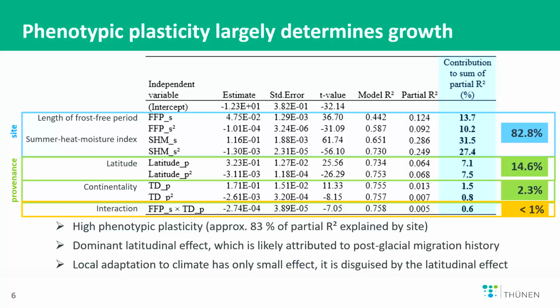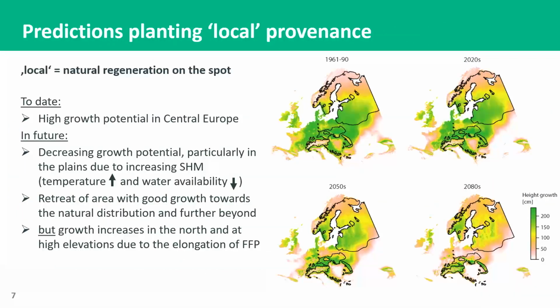So for local adaptation to climate, the strongest effect was the continentality, so the temperature difference between the mean warmest and mean coldest month's temperature, which accounted for 2.3%. And then there was also a significant interaction. And if we look at that spatially here now, for the local provenance, so that means if you would have natural regeneration of your stand at the same spot.